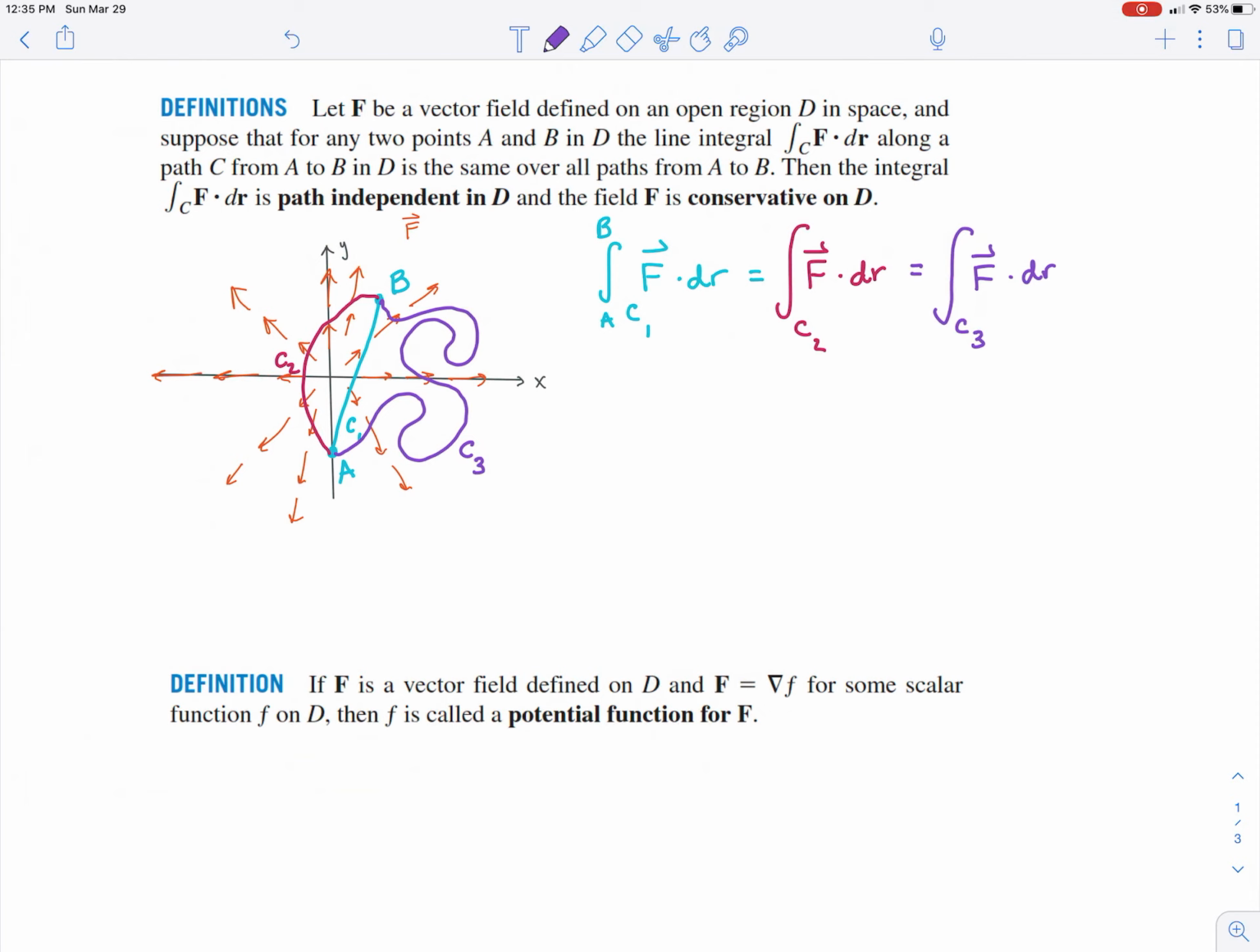So if any path C that we take that joins points A to B gives the exact same evaluation of the line integral, then we know that this line integral is path independent, because it does not matter what path we take, whether it be a straight line that connects A and B or any other path we can imagine. All of them are going to be the same. And what this tells us is that the line integral is path independent, but it also tells us something special about the vector field. The property of the vector field is that it is conservative.